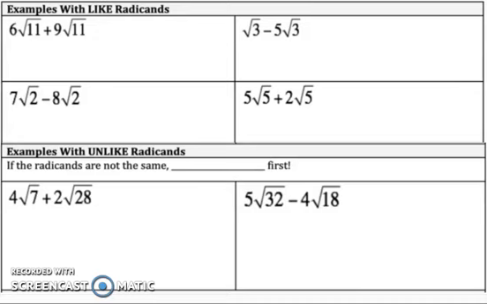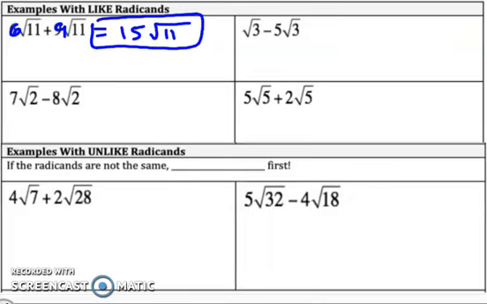The first group here, they have the same radicals already, so there's really not a lot to talk about for these. We have 6 and we have 9. We're going to add those together and get 15. And then the square root does not change for these. When you add or subtract, the square root stays exactly the same.